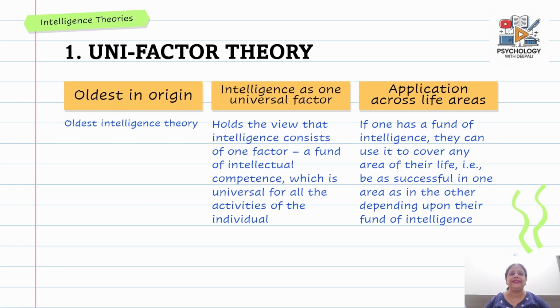That is the defining feature of this theory: there is one fund of intelligence which is used for all kinds of activities. And depending upon how much of this fund of intelligence a person has, he or she will be proportionately successful. If a person has a very high fund of intelligence, then he or she will be successful in multiple areas of his or her life.